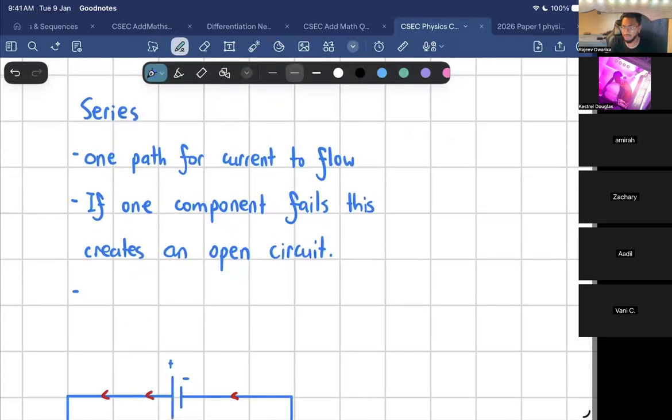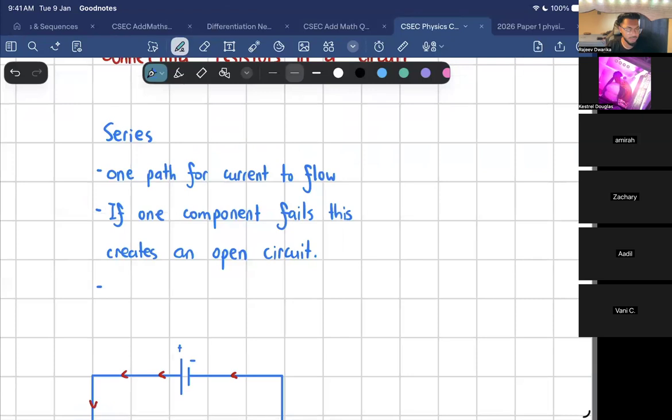Hold on a second. Let me see if I can get a diagram. Okay, let me see if I can get a diagram.